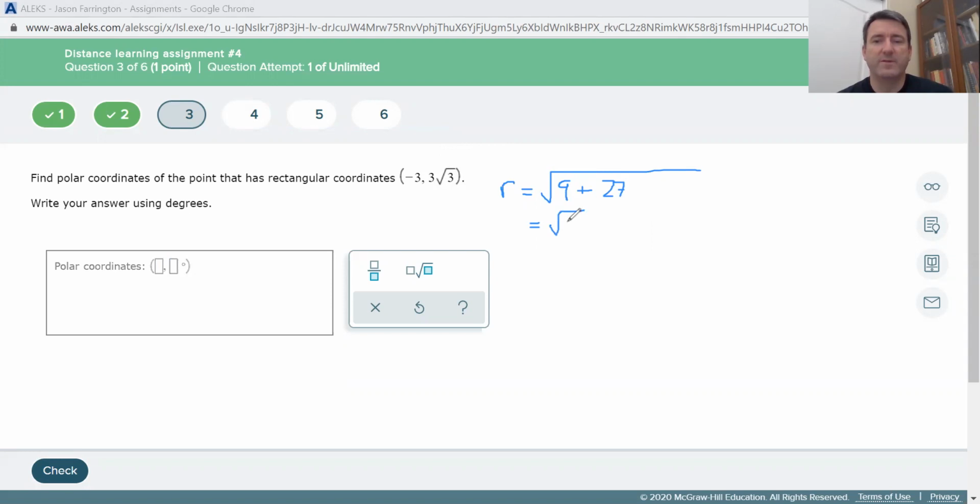That's the square root of 36, which can be reduced. Well, actually, 36 is a perfect square. That's going to be 6. So r is going to be 6.